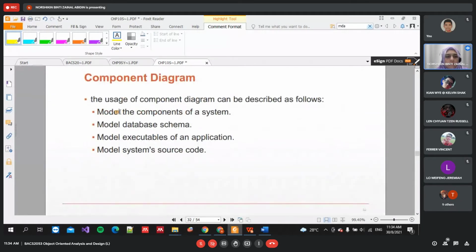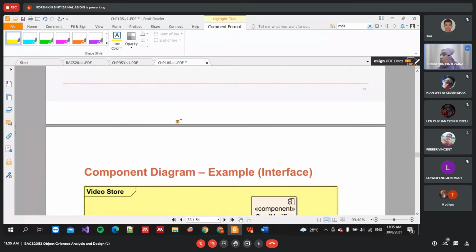And then the usage of a component diagram is, of course, the components. What are the components of our system? DB schema, executable of an application, and system source code. So back to the concept of the component diagram, it won't show the functionality, but it will show how to perform. So this is how we can perform the function of our system.